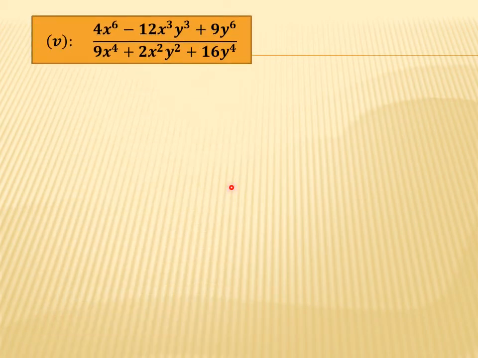Coming to the fifth part, it is 4x^6 minus 12x^3y^3 plus 9y^6, with 3 terms in the numerator and 3 terms in the denominator. So don't get confused because of that fraction. Consider the numerator as a separate quotient and the denominator as a separate quotient. We will apply the formula in the numerator and the formula in the denominator. Nothing will be changed because of that fraction. The solution will remain the same.